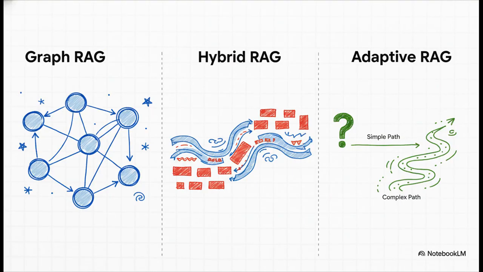In this advanced tier, we've got a few heavy hitters. There's Graph RAG, which builds knowledge graphs to understand the relationships between things. There's Hybrid RAG, which is a mix-and-match approach. It combines vector search, keyword search, you name it, to get the best of all worlds. And then there's Adaptive RAG, which is super efficient. It looks at the question first and decides if it needs a simple search or the full, complex treatment, saving a ton of time and money.